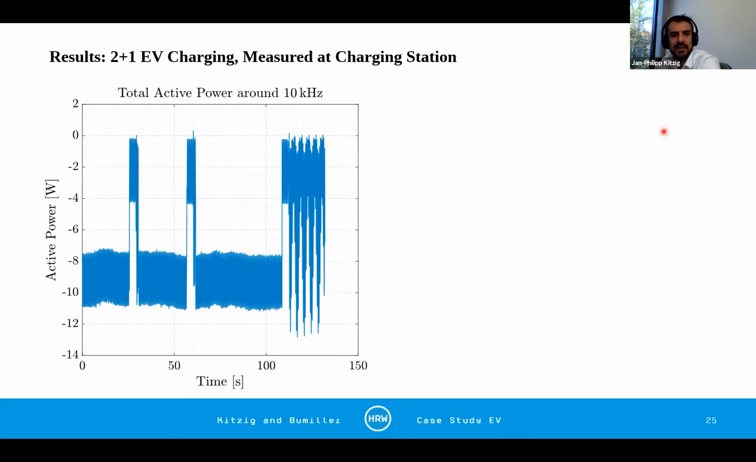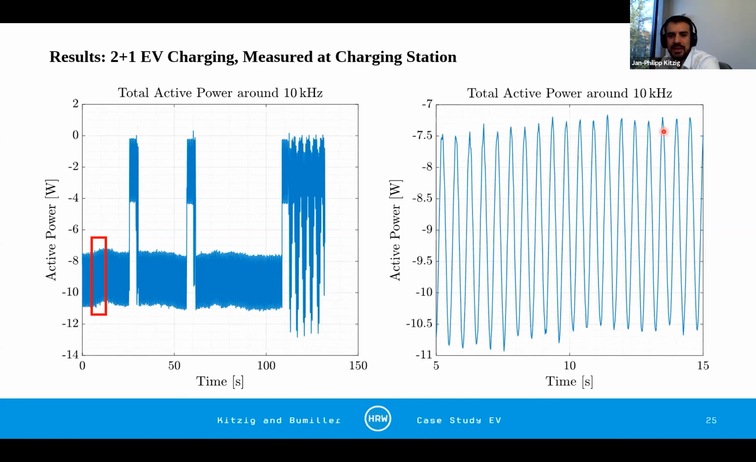Interestingly, now we have a look at the total active power around 10 kilohertz. We can also see we have negative active power emissions. And let's have a look into the first couple of seconds where the one vehicle was connected to the charging station. And here we can see it's actually these oscillations I was talking about. As soon as 2 electric vehicles were charging, the car started to oscillate at around -9 watts.